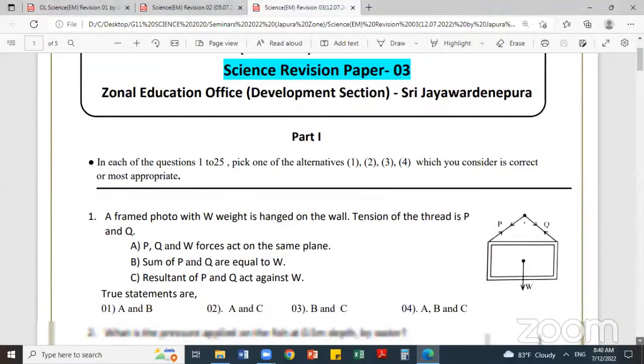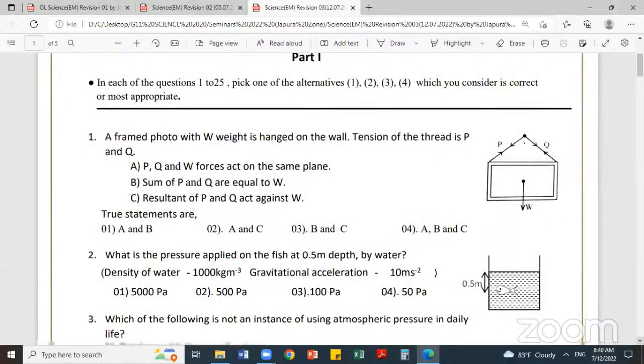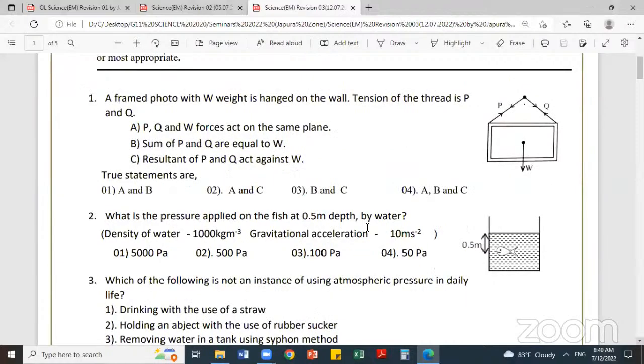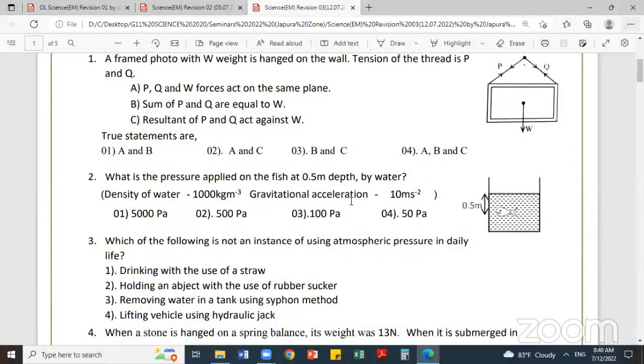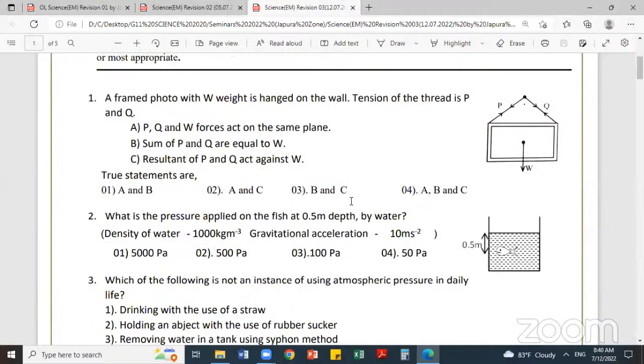Question number 1. This is from equilibrium of forces. In your syllabus, there is equilibrium of two forces and equilibrium of three forces. Here you can see a framed picture hanging on the wall. There are three forces, P, Q and W.